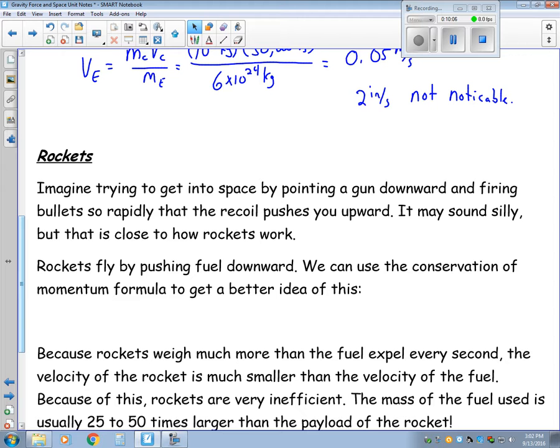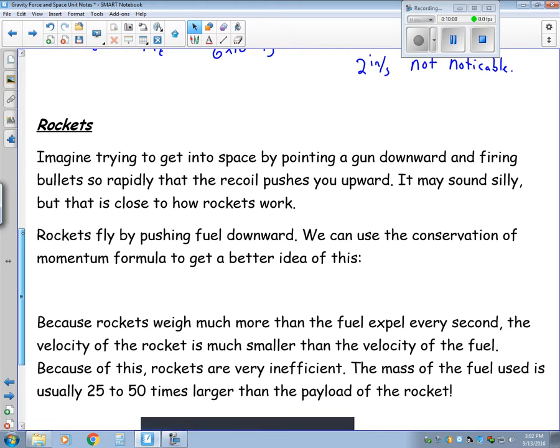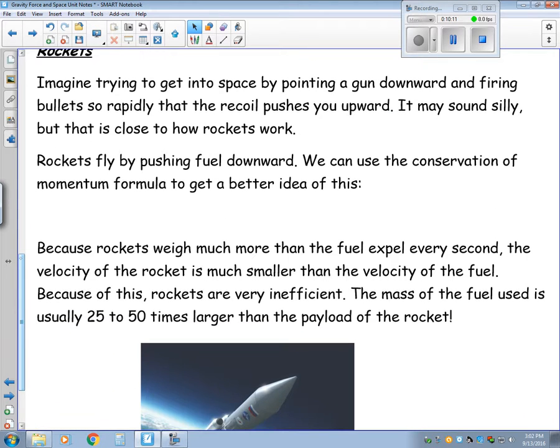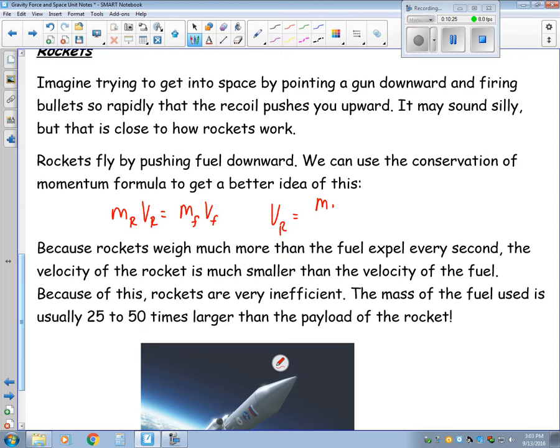And we can use conservation of momentum to get a better idea for how this works. The mass of the rocket times the velocity of the rocket would equal the mass of the fuel times the velocity of the fuel. So once again, we can get the velocity of the rocket with that equation right there. Now, rockets weigh a lot more than the fuel that they expel. So the velocity of the rocket will be much smaller than the velocity of the fuel.